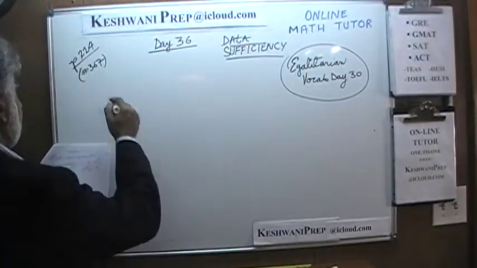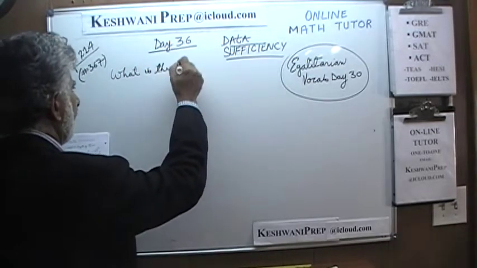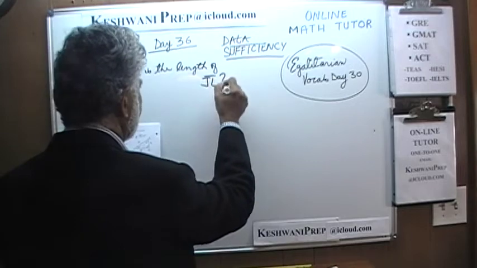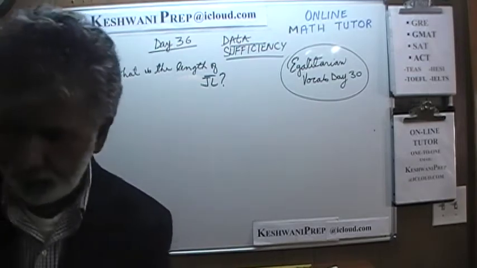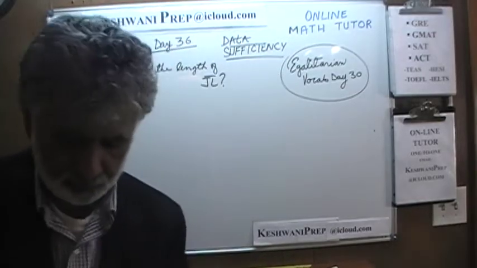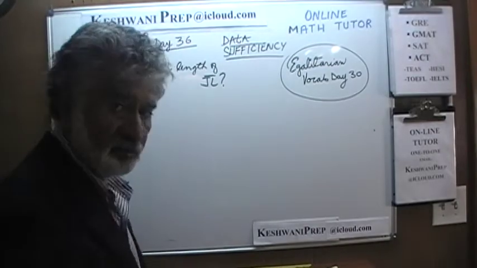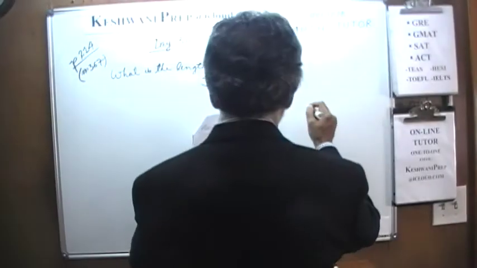Number 367 says, what is the length of JL? And they give us a triangle that looks something like this. It's a 30-60-90 triangle. A 30-60-90 triangle is something that you have to know how to deal with during the exam. It saves a lot of time, and it does appear regularly in almost all the exams, at least two or three times. So here's what the triangle is.